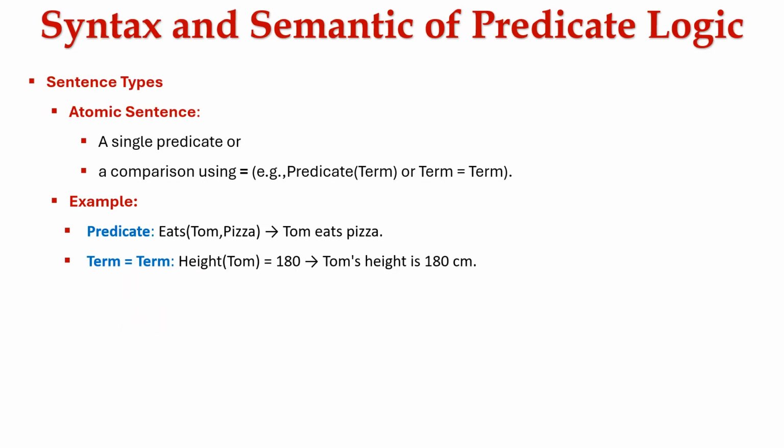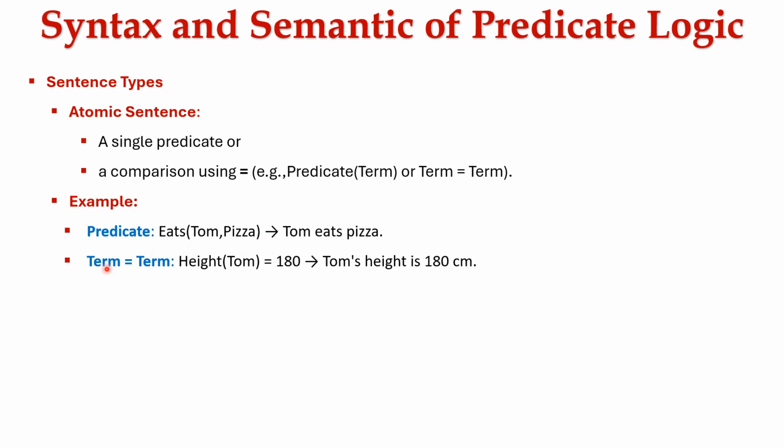Let's learn about the syntax and semantics of predicate logic. Let's start with sentence types. First comes the atomic sentence. An atomic sentence is a single predicate or a comparison using equivalent to. For example, predicate of term, or term is equivalent to term. So for example, a predicate is represented as eats of Tom, pizza. This implies that Tom eats pizza.